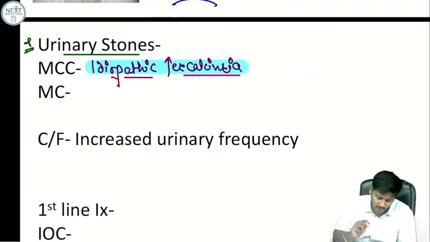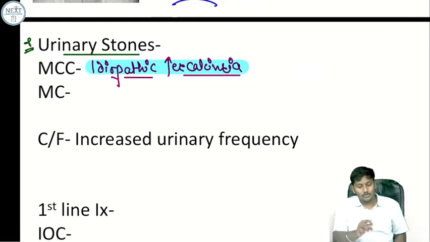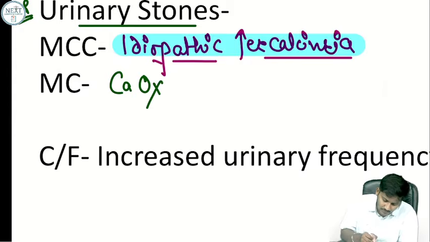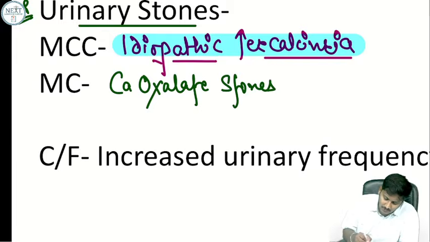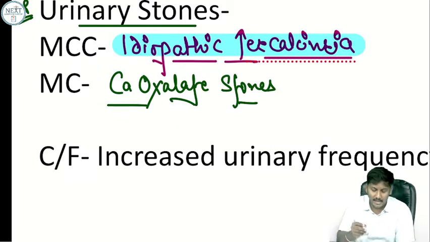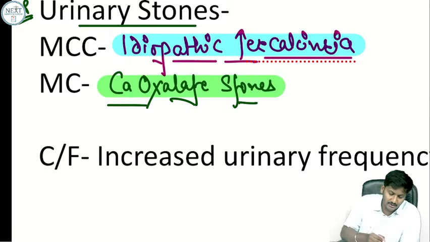That is important. Now when they ask you which is the most common type of urinary stones, the most common type of stones formed in the urinary tract are always the calcium oxalate stones. We know that calcium oxalate stones are usually formed by two types of crystals. Either it will be the monohydrate crystals or the dihydrate crystals. Right, the monohydrate and the dihydrate crystals definitely form the calcium oxalate stones.